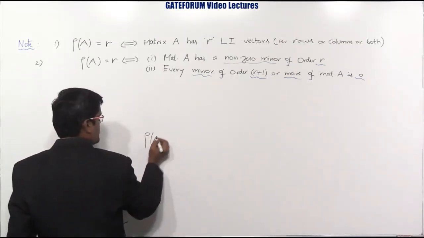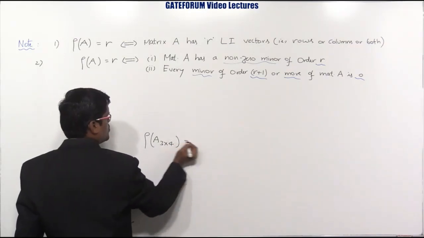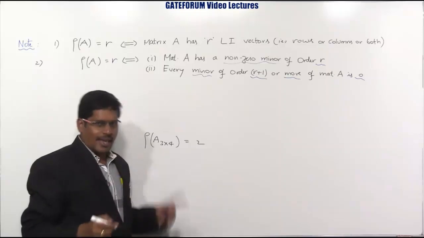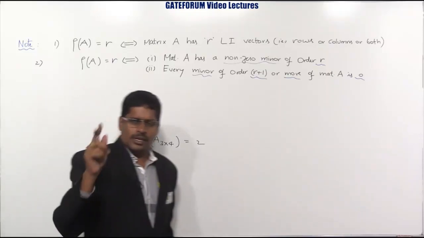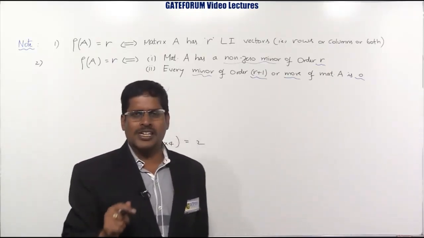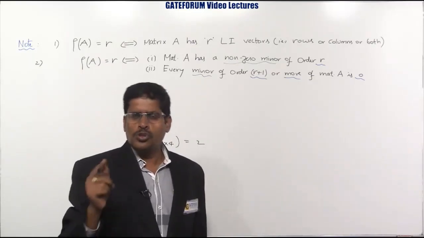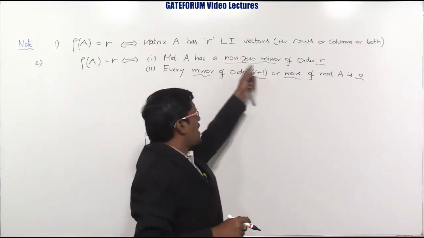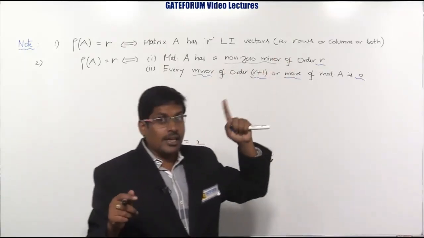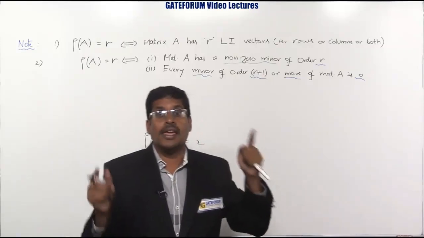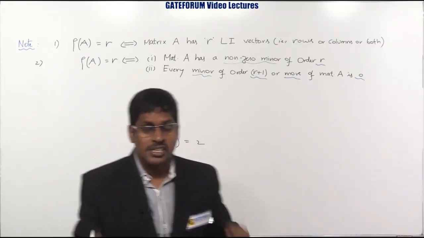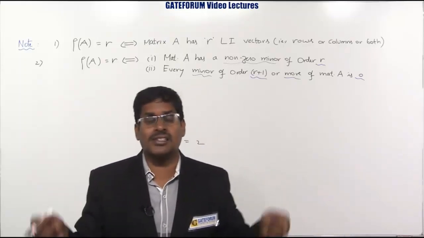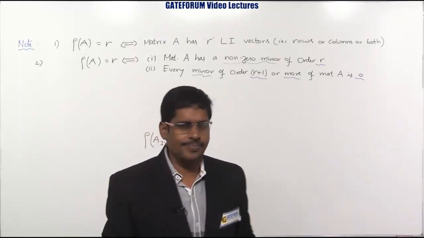Suppose rank of a given 3 cross 4 matrix is equal to 2. That is the first problem we have done in the rank problems. This matrix A has a 2 cross 2 submatrix whose determinant is not equal to 0. A 2 cross 2 submatrix determinant is also called minor of order 2. So matrix A has a minor of order R. Yesterday I told you the definition: minor of order R means the determinant of an R cross R submatrix in the main matrix A.